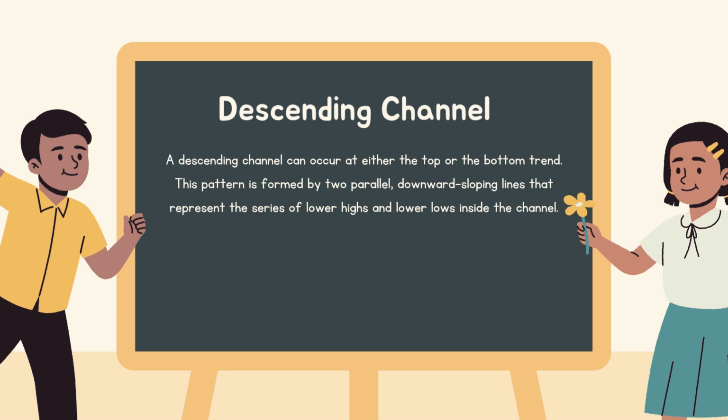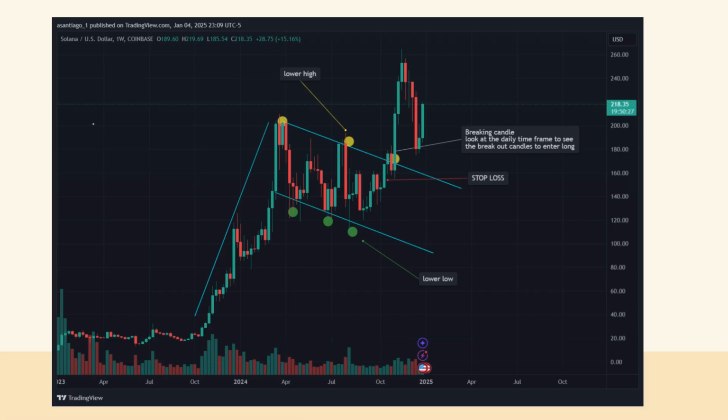Then we have the descending channel. The descending channel could actually occur either at the top or the bottom of a trend. This pattern can form by two parallel, downward sloping lines that represent a series of lower highs and lower lows inside the channel. This is an example of the descending channel, which shows a downward trend with two parallel lines forming a channel. This connects lower highs and lower lows. The upper line serves as resistance and the lower line serves as support.